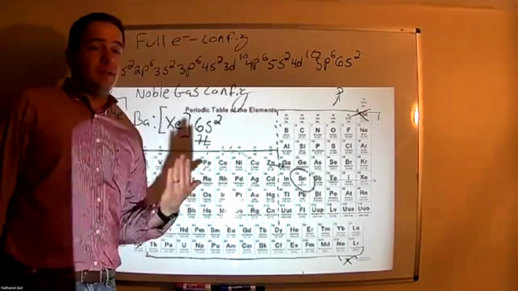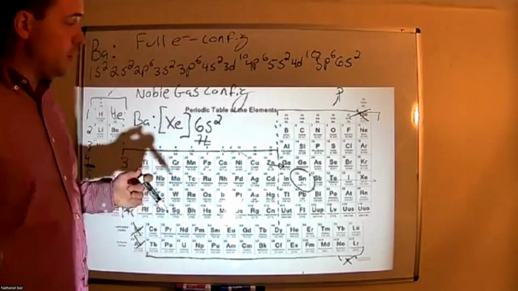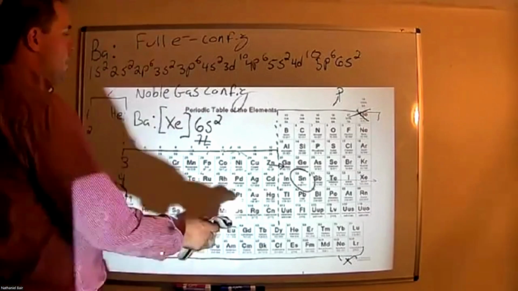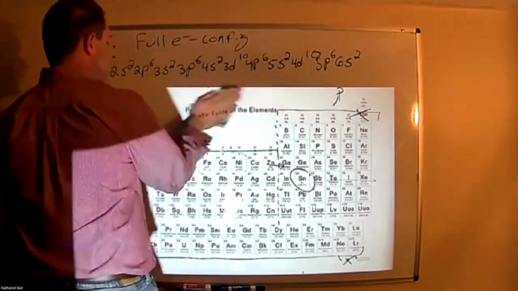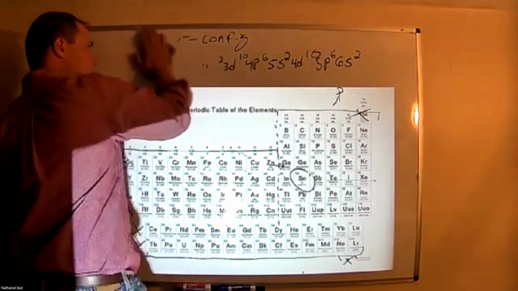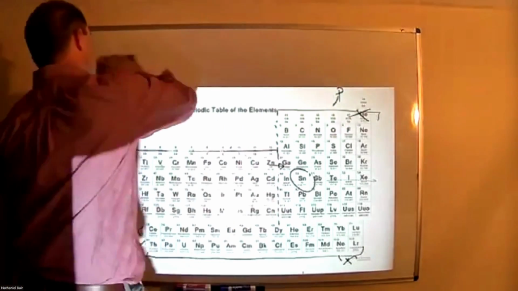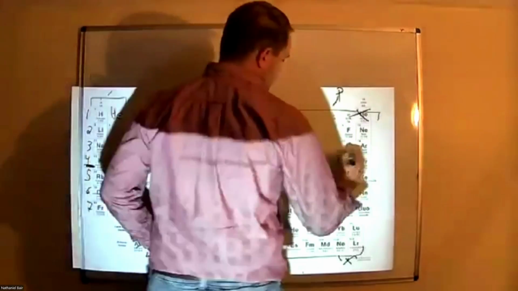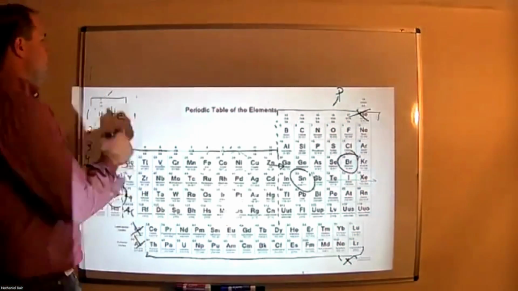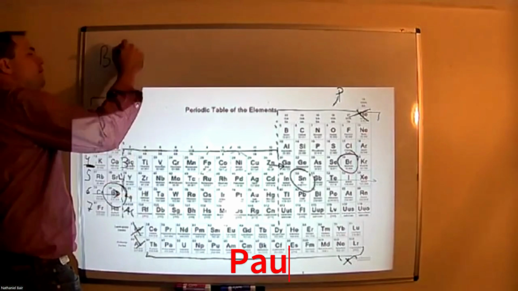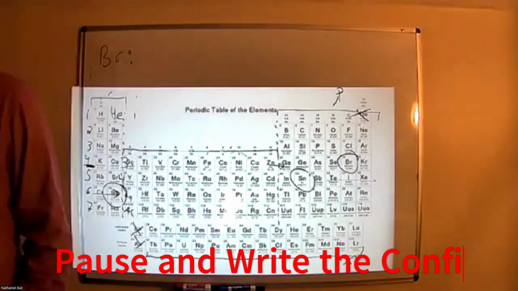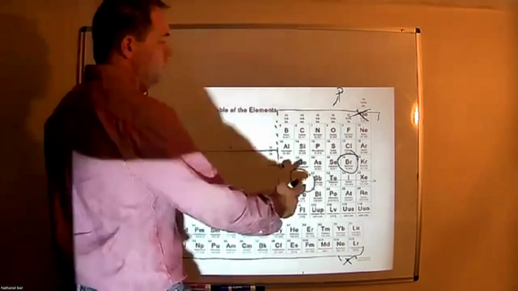So why don't we practice this? Okay, so you take the noble gas that comes before it, and then you write everything that comes after it. So for example, why don't you give me the noble gas configuration for bromine? Give me the noble gas configuration for bromine. You got this. All right, bromine.